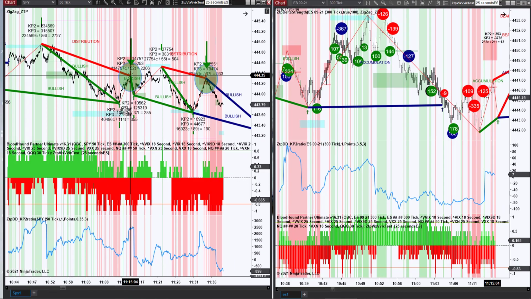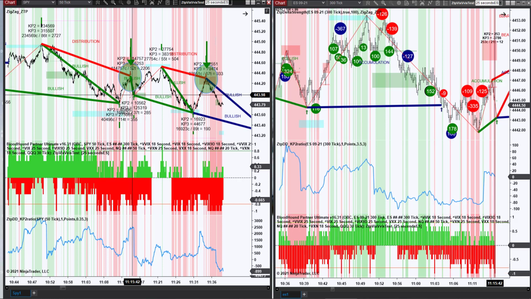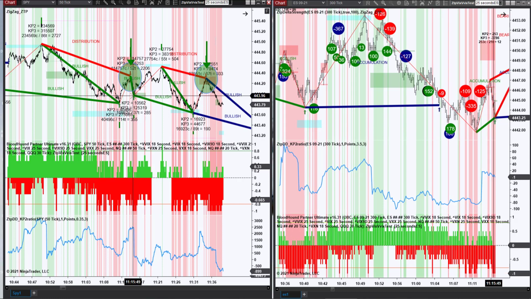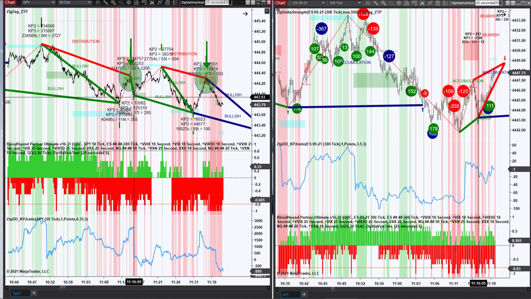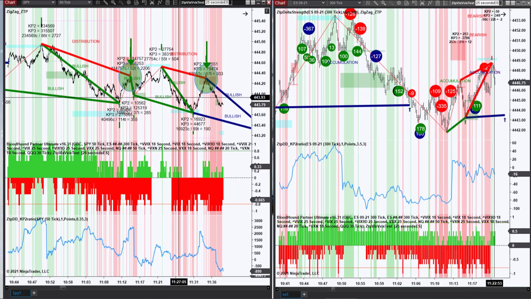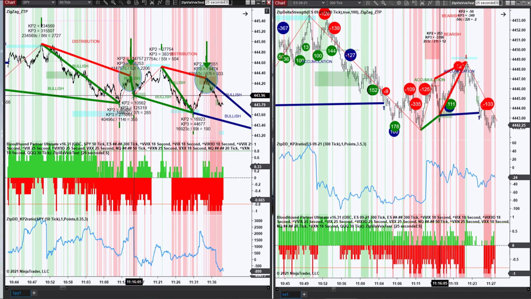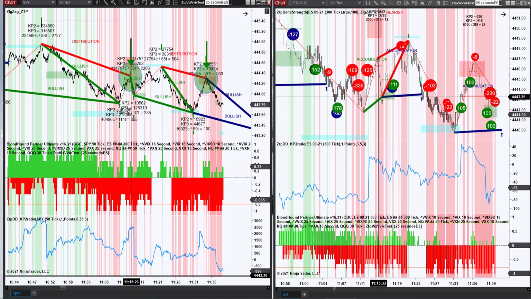We follow that up with a distribution short. And again, on the opposite side of that, after we get about 3.5 points, we can see that we not only had special divergence on the SPY telling us to get out, we can see that on the ES chart over here, we had accumulation divergence telling us to get out also.